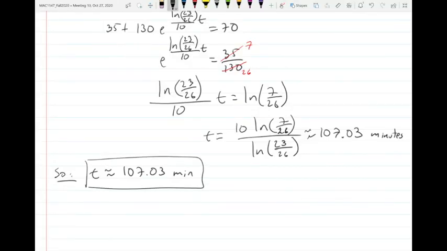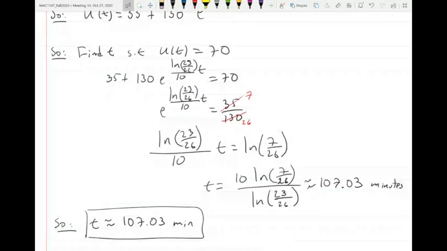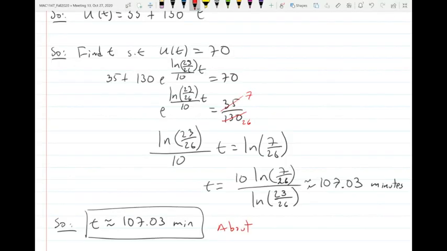Okay, questions on these calculations? To make it more realistic, we say, so we have to wait about 1 hour and 47 minutes until the cheesecake has reached 70 degrees, and then you can go ahead and eat. But again, if you do this and you get a negative number, then something is wrong.